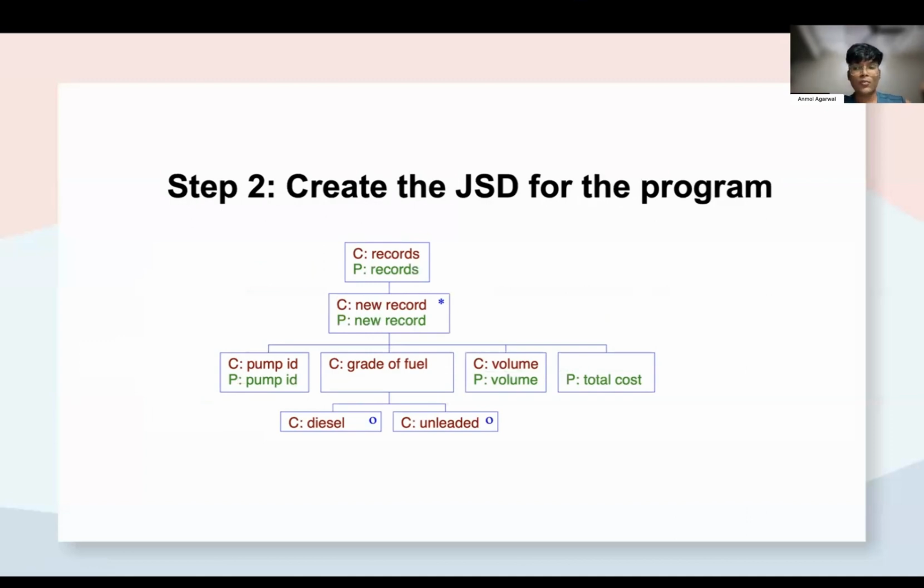Whatever is getting consumed, whatever is the input, will be represented as C. Whatever is the output will be represented as P. So here we can see that C means records. Records will be taken, records will be given, and a new record will be generated and given also. Grade of the fuel is only the input, not the output. We won't tell what the grade of the fuel is. And total cost: how can the total cost be input? It will only be output.